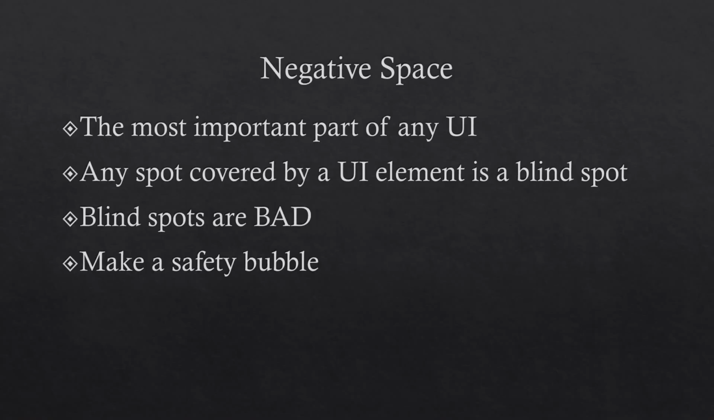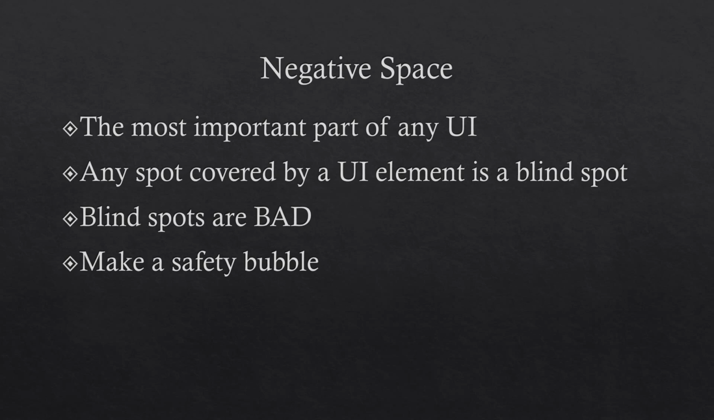I don't need that information, so I don't have that information. So negative space is anything that's not covered by a UI element. If it's covered by raid frames, chat frames, targets, WeakAuras, whatever, that's something you can't see through unless you specifically set it to do so. So that's a blind spot, and any blind spot is bad. It's a potential spot for something that can kill you to get there.